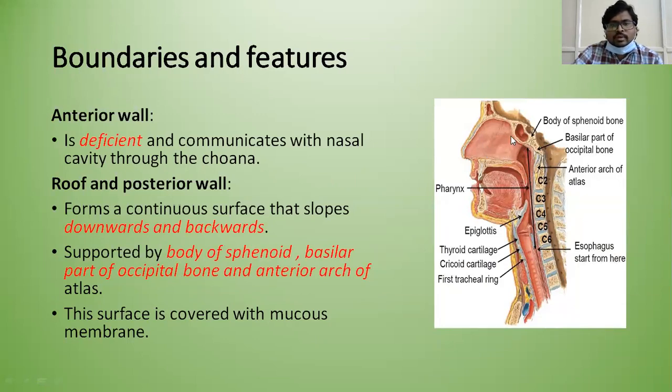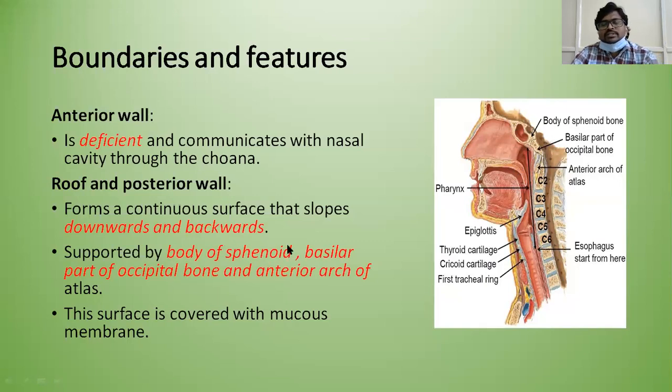This is the roof and this is the posterior wall. See, they are present in a continuous line. So the roof and posterior wall are continuous. They slope downwards and backwards. The roof and the posterior wall are supported by the body of the sphenoid, basilar part of the occipital bone, and anterior arch of the atlas.